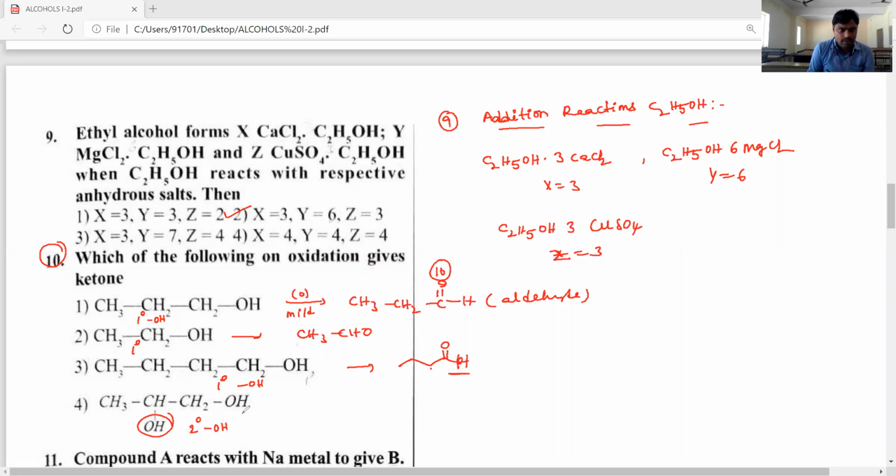So which of the following on oxidation gives ketones? See here, there is a printing mistake, one more OH was given. It is not an OH, it becomes CH3 or a hydrogen. Upon oxidation this produces CH3, C double bond O, CH3. So the fourth option is correct. Whenever a secondary alcohol is present, upon oxidation it gives ketones. Primary alcohols upon oxidation with a mild oxidizing agent give aldehyde; with a strong oxidizing agent, carboxylic acid. That is very, very important. Okay. Next.